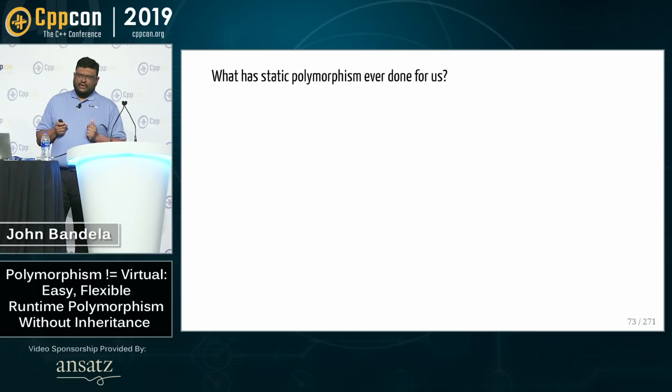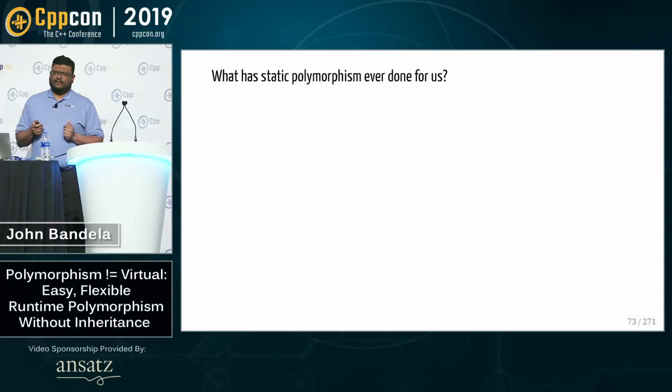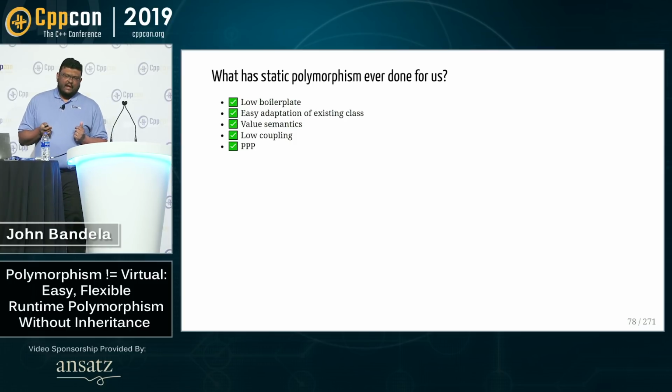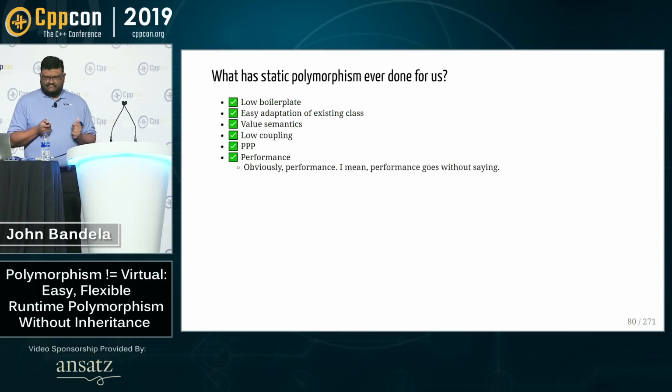So, in review, what has static polymorphism ever done for us? It's given us low boilerplate. It's easy to adapt an existing class. We just had to provide some overloads. We have value semantics. We have low coupling. We just depend on the operations that we actually use. We follow the polymorphic principles, like the use of polymorphism is defined by its use, not by the type's definition. And we have good performance. It's static dispatch. It happens at compile time. Obviously performance, right? I mean, it's static, it goes without saying.